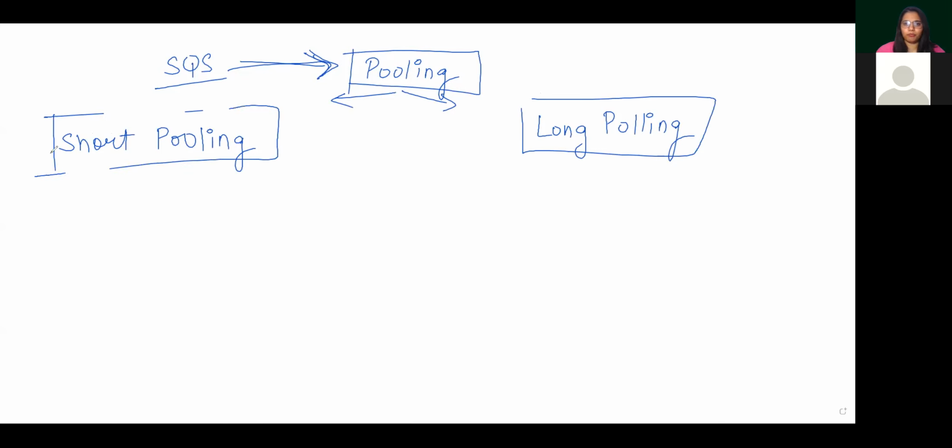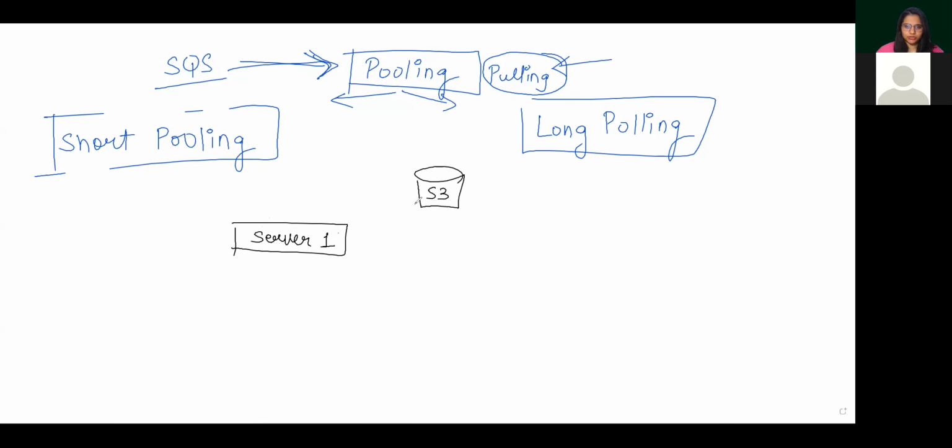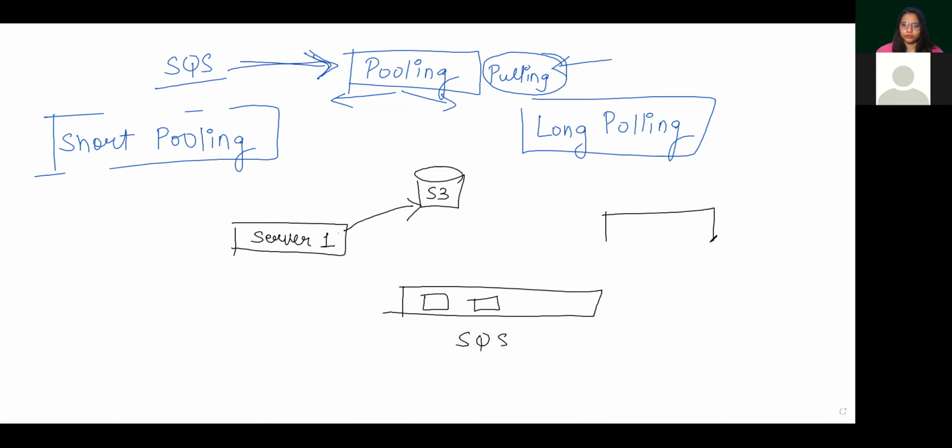Polling is like pulling. You can understand polling by the simple English word pulling. For example, this is a server, server 1. This is the S3 bucket in which they store the message. This is the SQS queue, inside which multiple messages are given, and this is server 2.